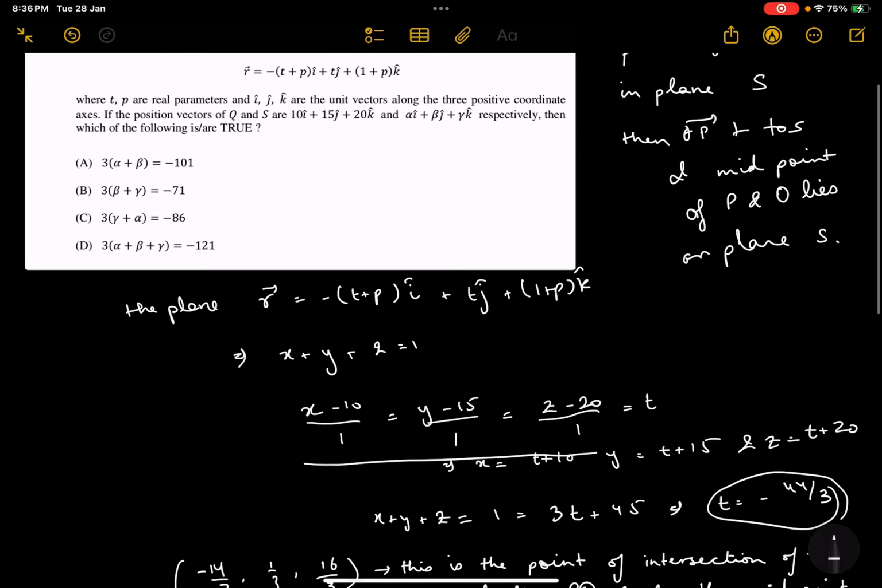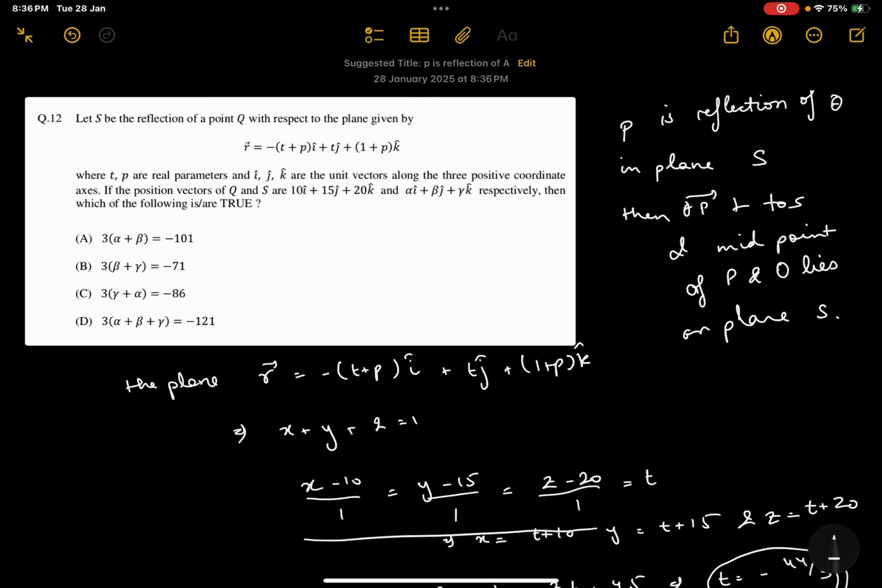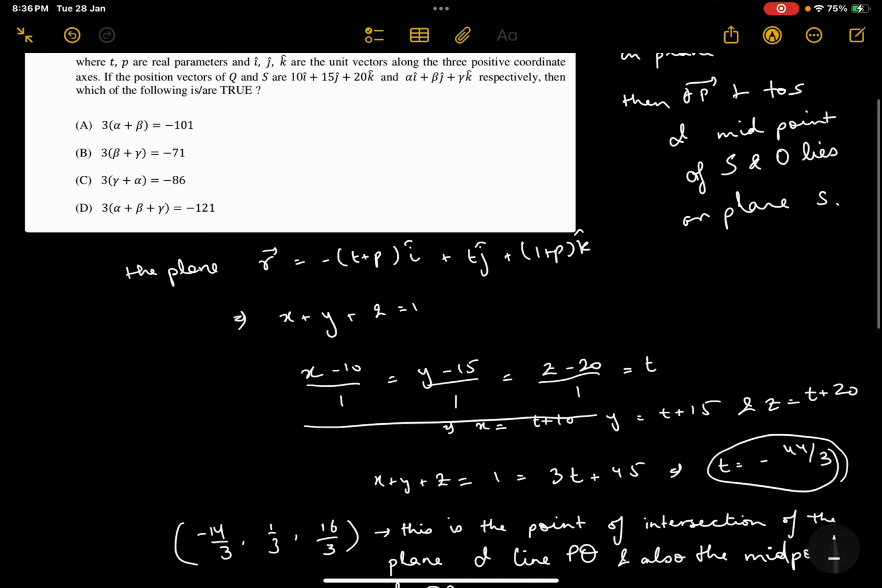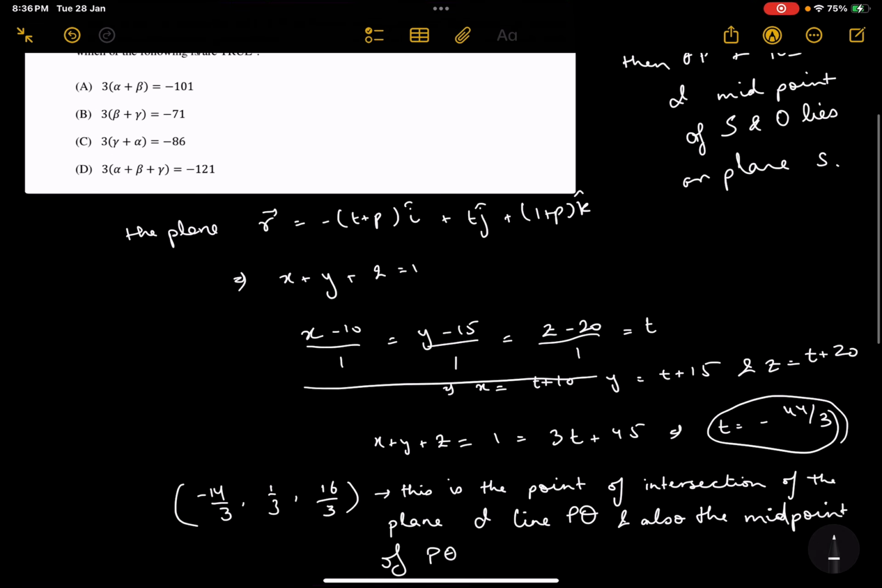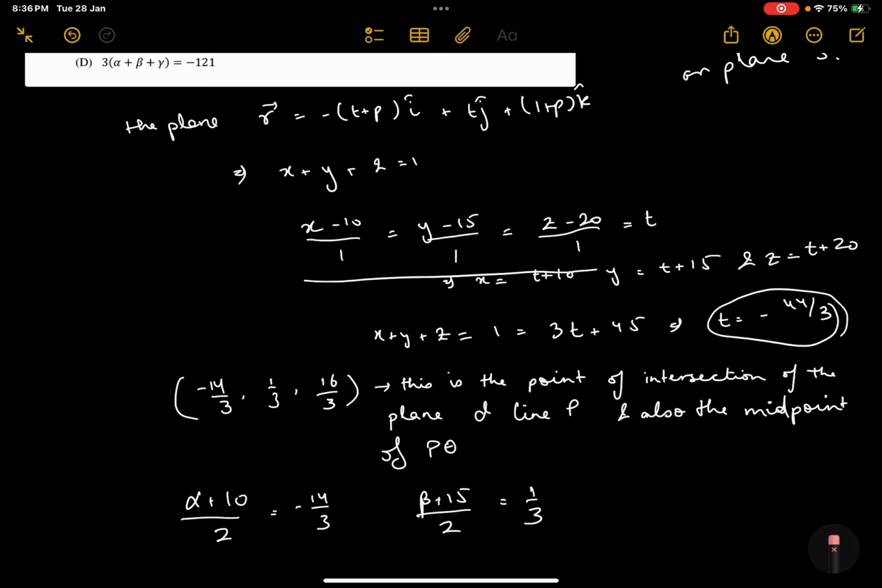So the point Q is alpha, beta, gamma. Point Q is 10, 15, 20, and point S is alpha, beta, gamma. I messed up the notation. This is S and Q. Everywhere when I meant the point S, point P, it was Q and Q was S. So here we'll have QS, QS. So this is the midpoint, x coordinate of midpoint of QS, y coordinate, and finally the z coordinate.